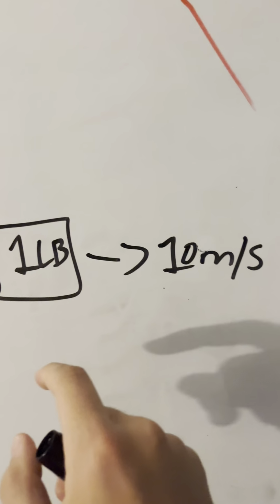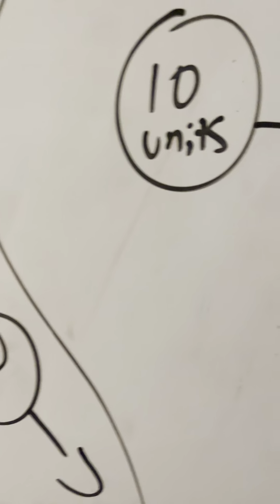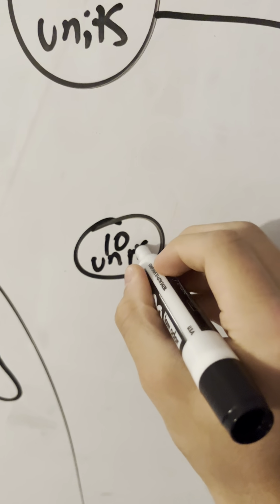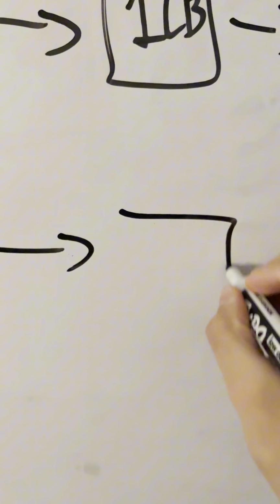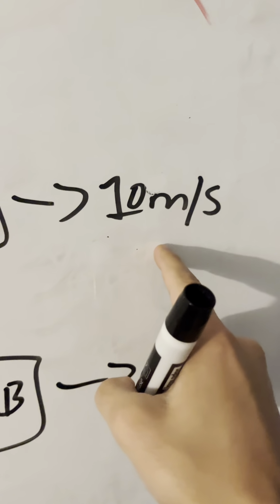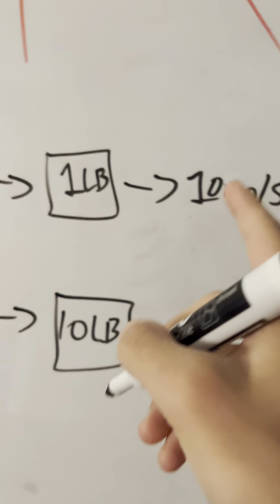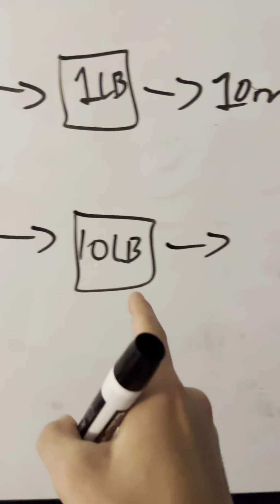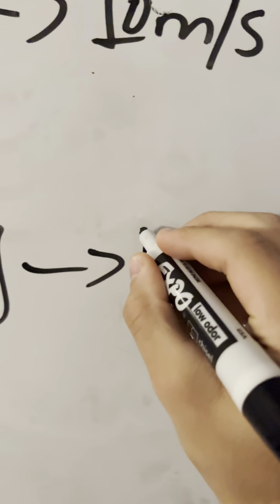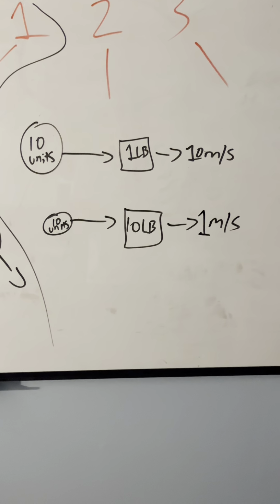However, another way that this could change is if this changes as well. So in spite of us still having the same 10 units of force placed upon an object, let's say it's 10 pounds now, the result will now change. I don't know the maths on this, but 10 leads to 1, to 10... this should be 1 meter per second now, I think. So that is what the second law of motion is about.